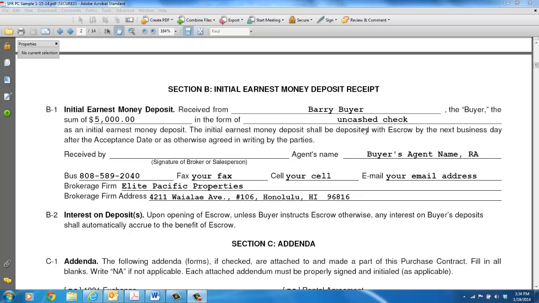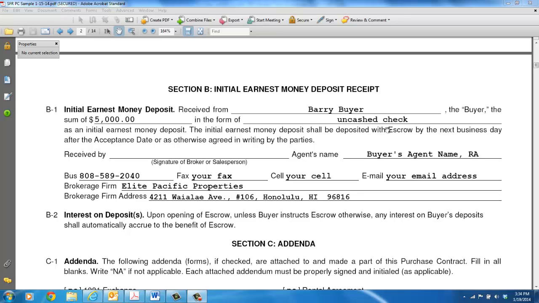And then the form, or how they're getting the money. Is it going to be coming from a local bank? Then you would be collecting an uncashed check. Or the client might need to wire the funds from another account. Maybe they don't have the money in a local bank, and they need to get it from a mainland bank. Whatever the source of the funds is, you're going to need to put it here.